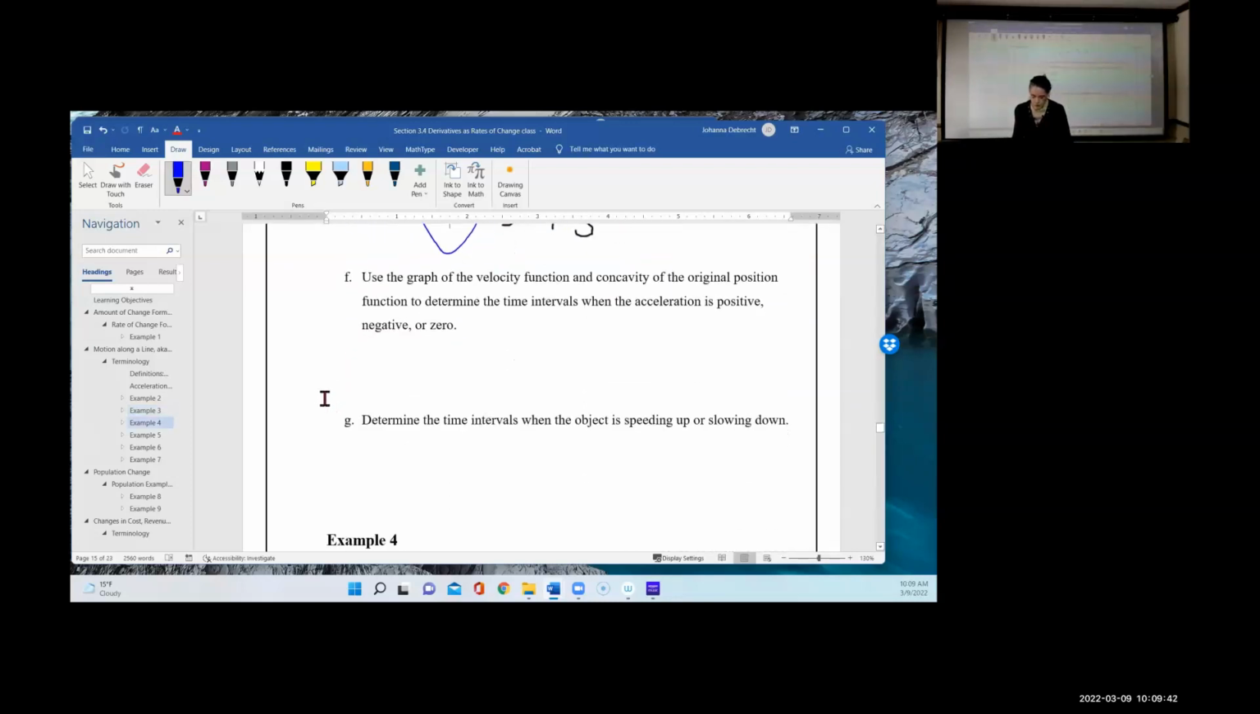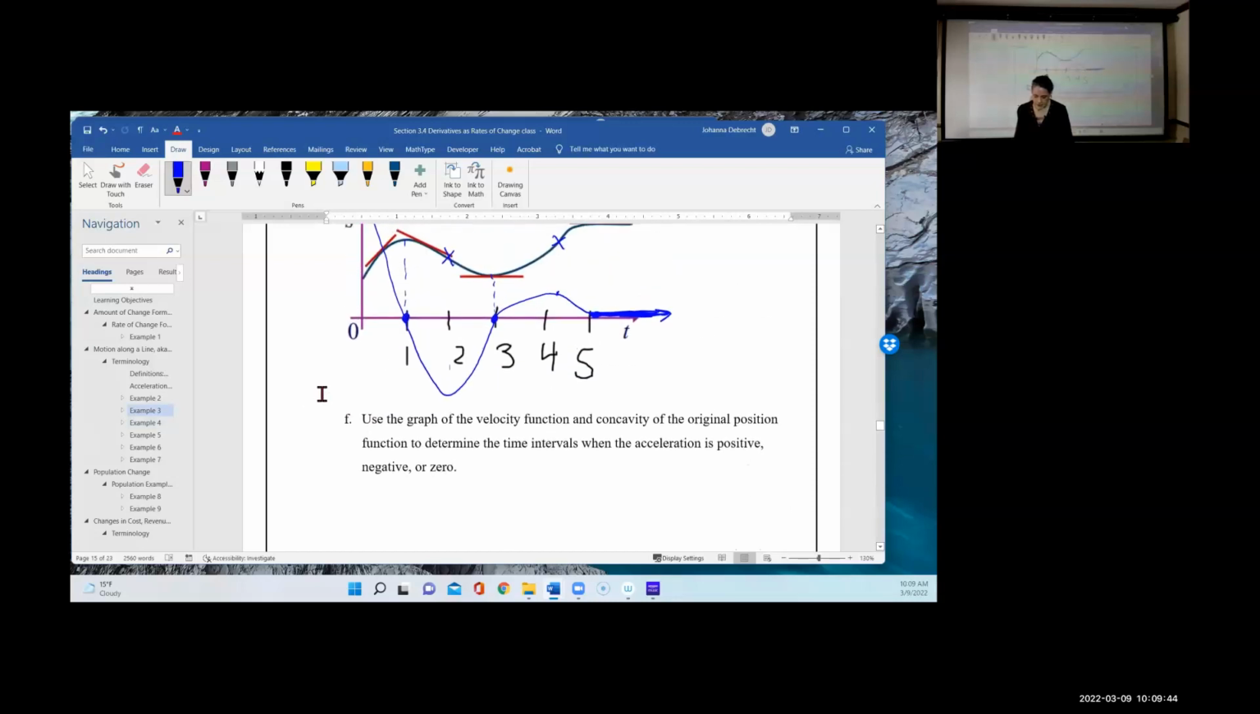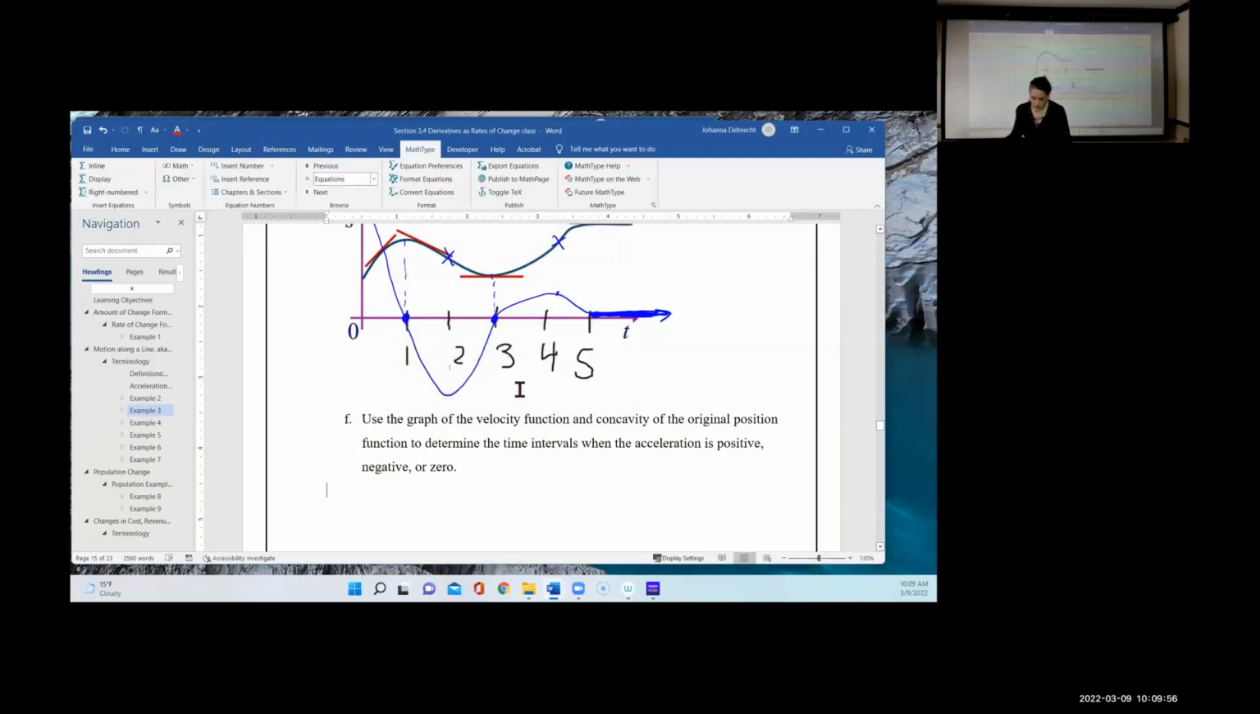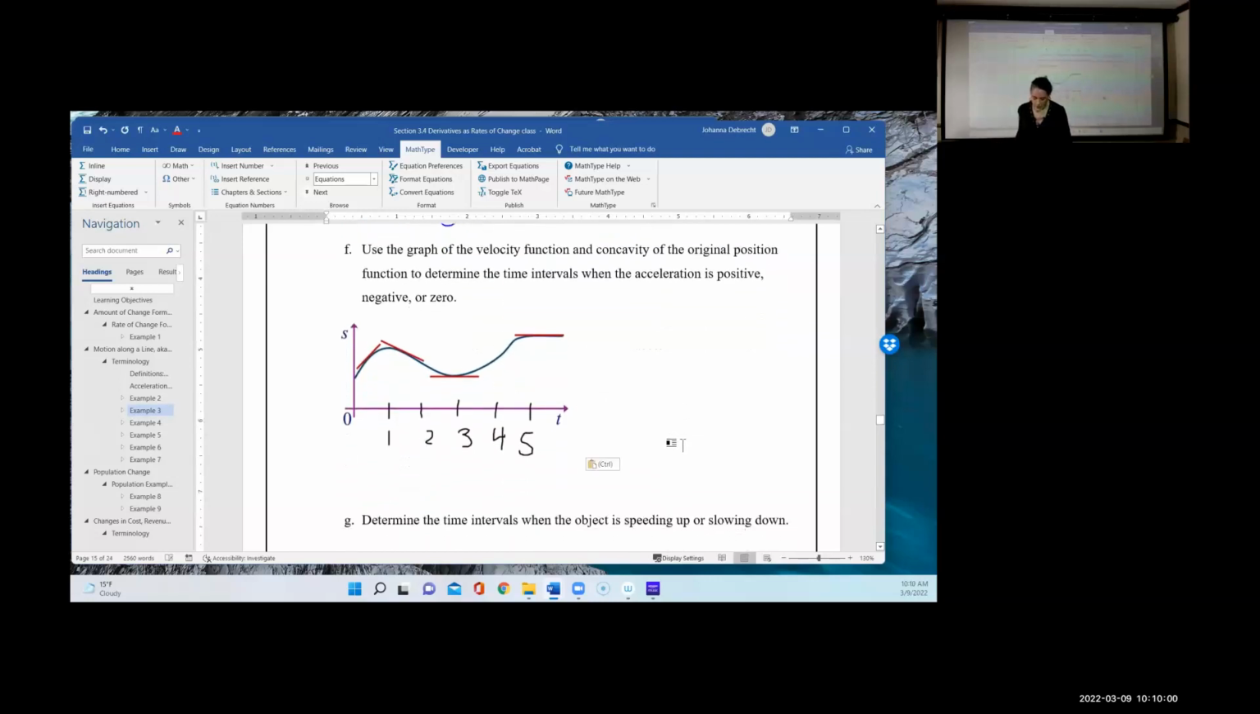Now we're going to do where the acceleration is positive, negative, or 0. So again, looking at the original graph, we're looking for changes in concavity. So hang on while I get this to work. There we go. All right. So now we're looking at this. We want to look for changes in concavity. So the acceleration is going to be positive when it is concave up, negative when it is concave down.